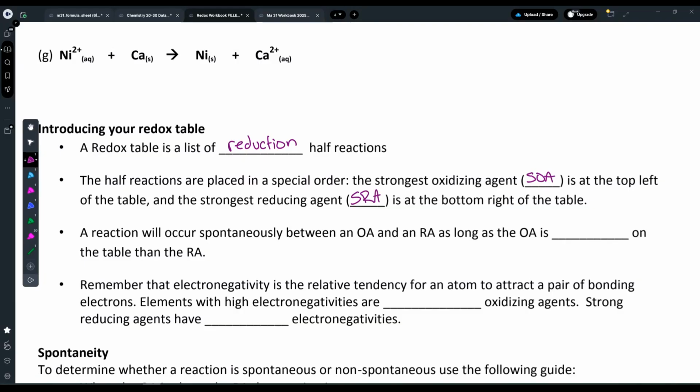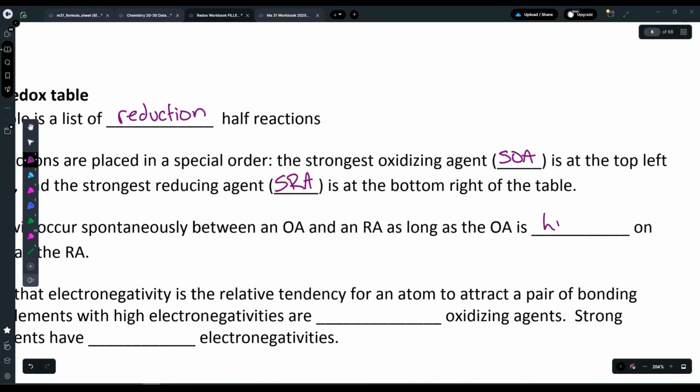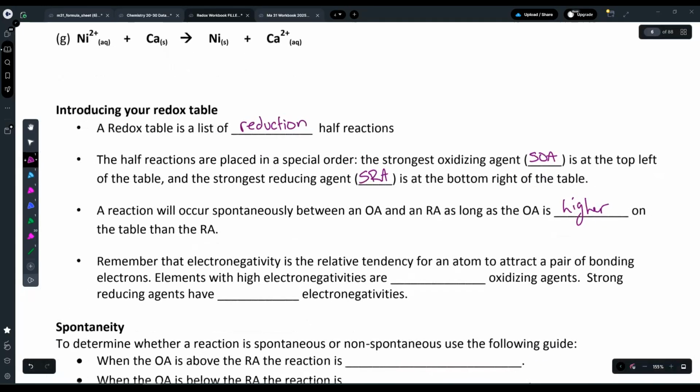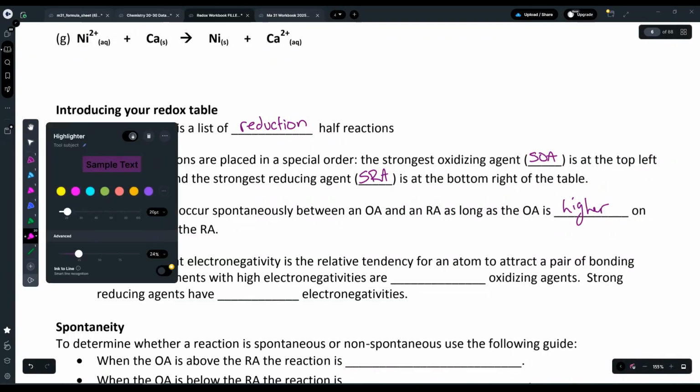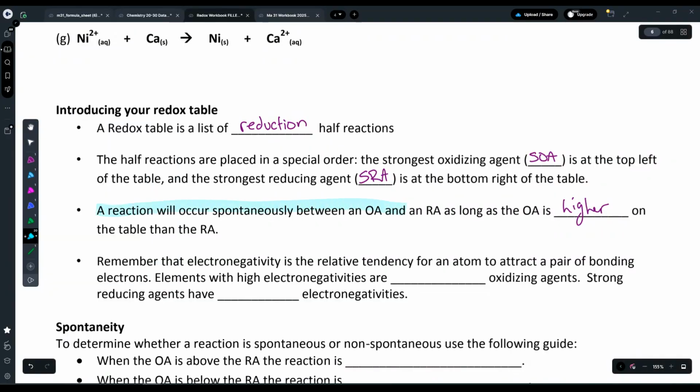That special order of your redox table is very important because it tells you if a reaction between two different substances is going to be spontaneous or not. A reaction will spontaneously occur between an OA, an oxidizing agent, and an RA, a reducing agent, as long as the OA is higher on the table than the RA. That's going to be really important because it helps us determine whether a reaction is spontaneous or not.